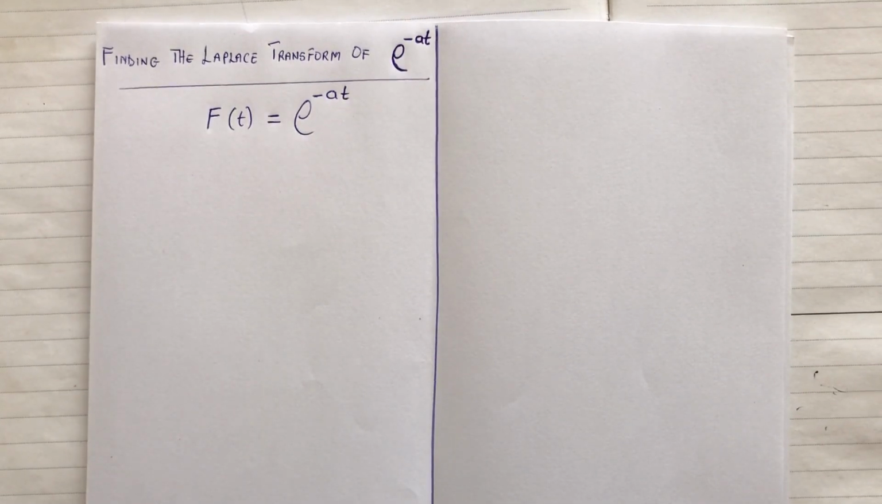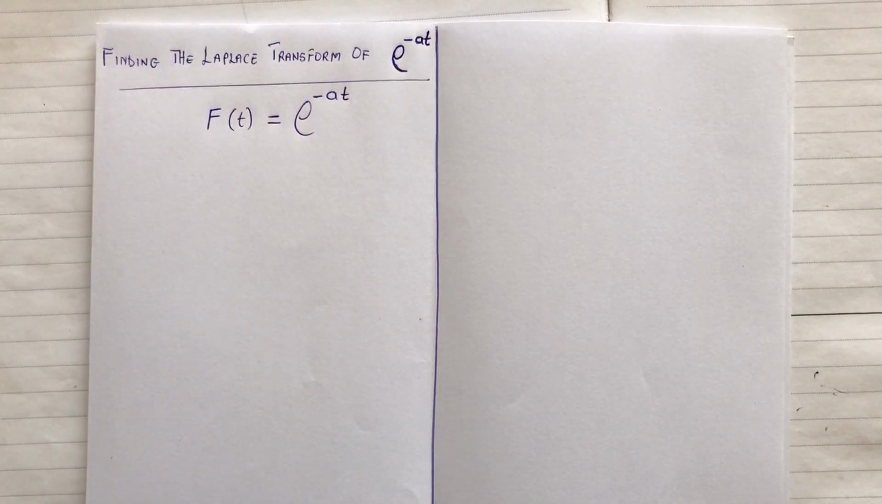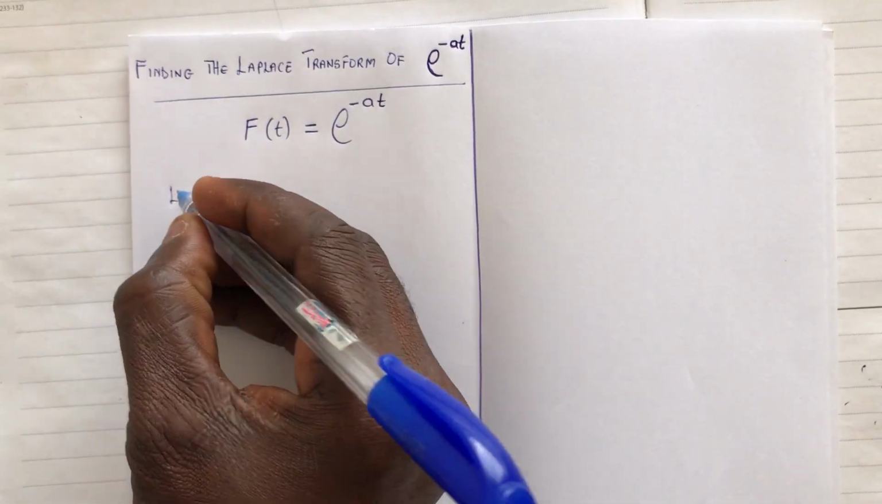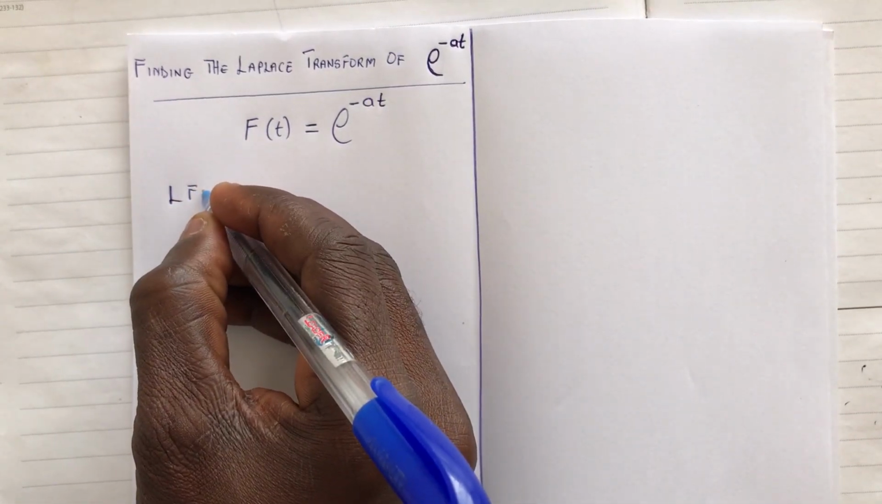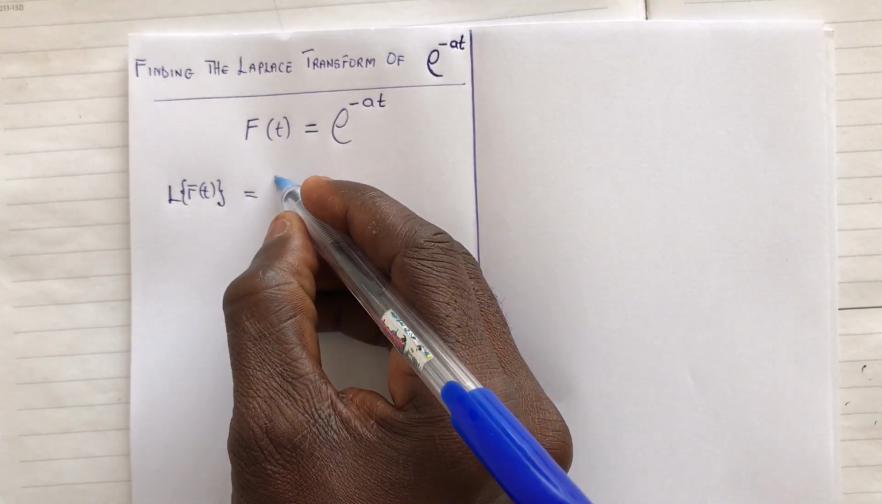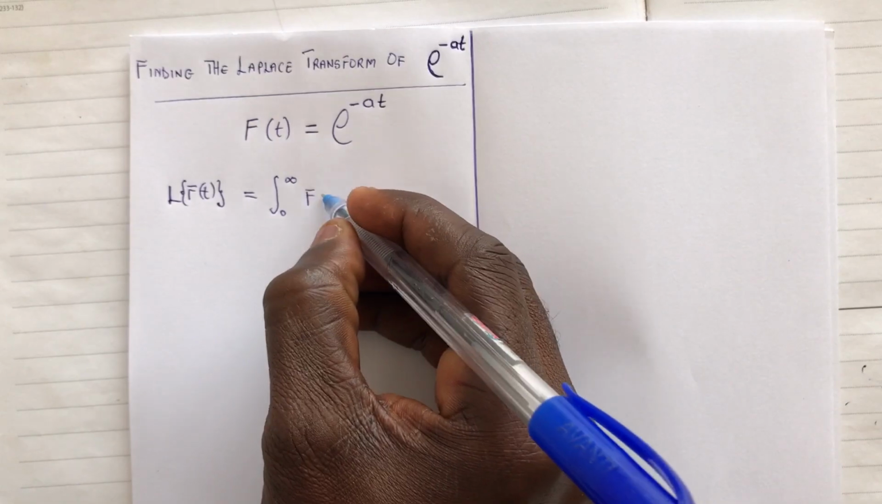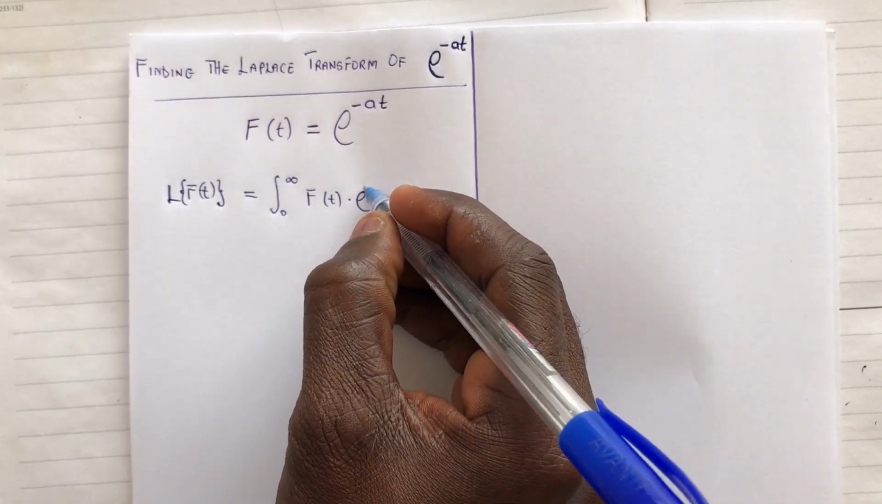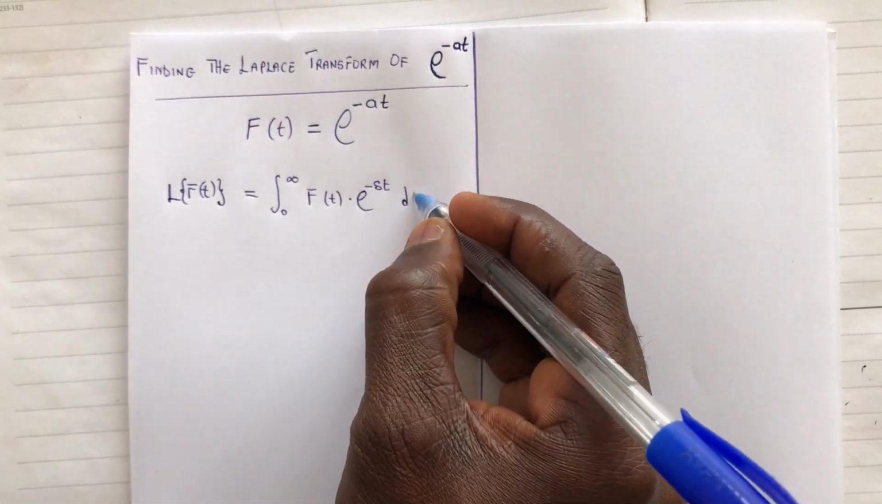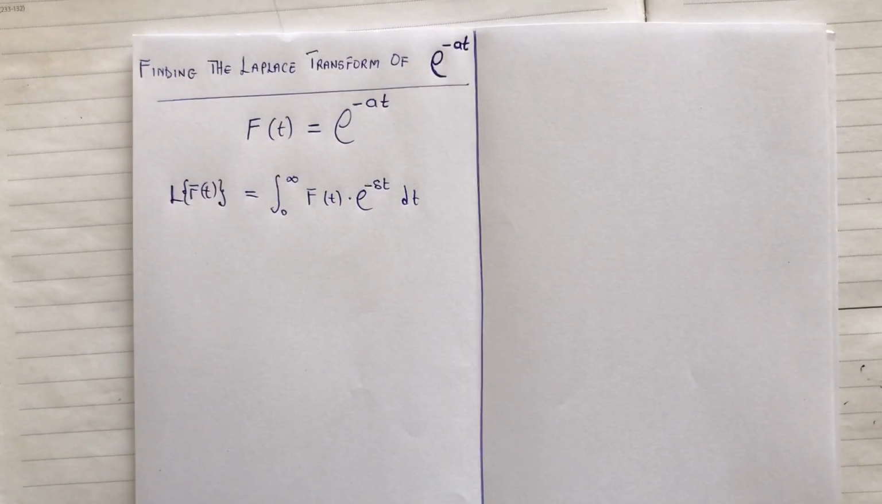So let's start. We learned in those previous videos that the Laplace transform of a function is given by the Laplace transform of f of t being equal to the integral from 0 up to infinity f of t times e to the power negative st dt. So we are all familiar with this.